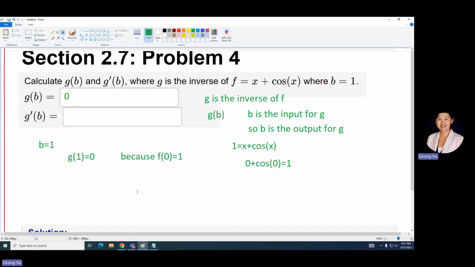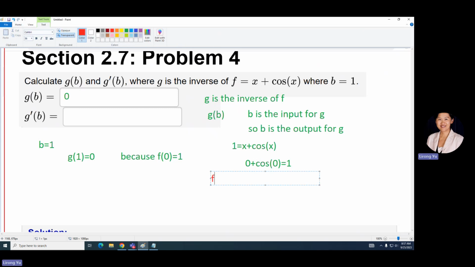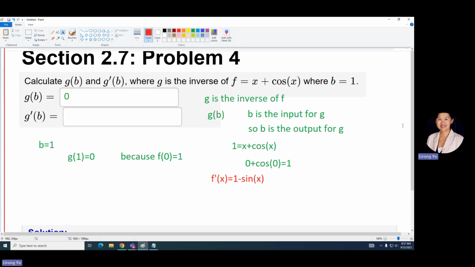Then let's answer the second one. Now we're trying to find the derivative of the inverse function. Remember, the derivative of the inverse is the reciprocal of the derivative of the original function. So all we have to do is find the derivative of f and flip it. F prime of x is equal to the derivative of the original function, which is 1 plus the derivative of cosine. Negative sign, so it's 1 minus sine of x.